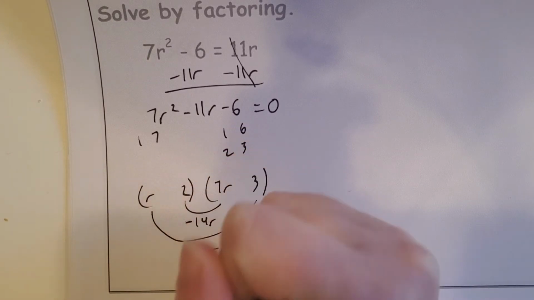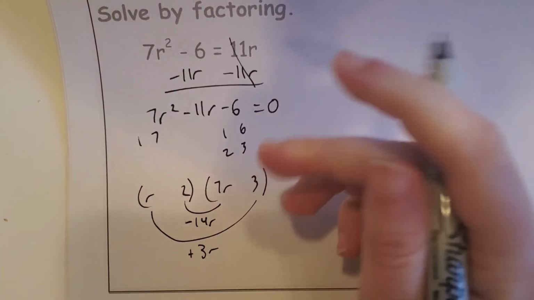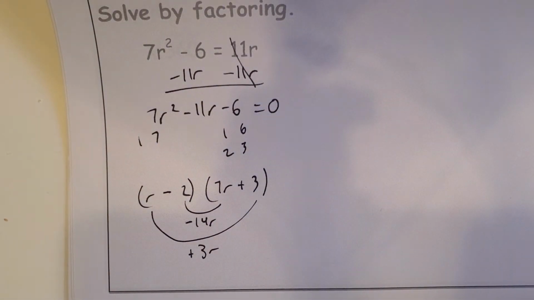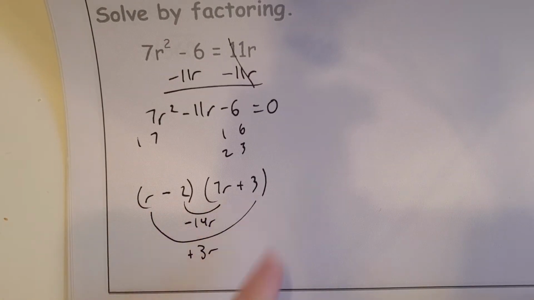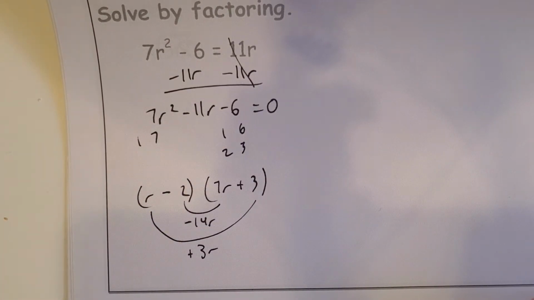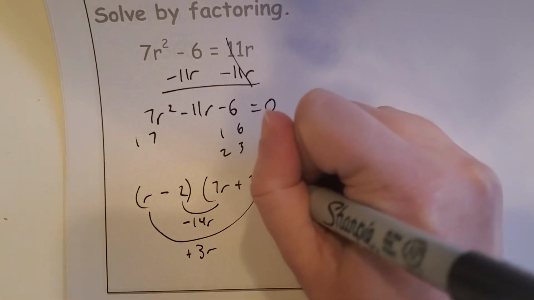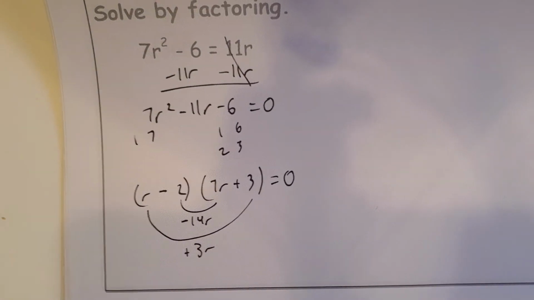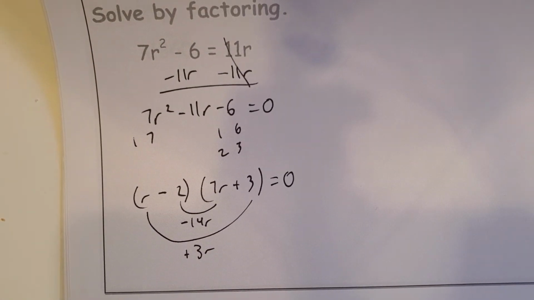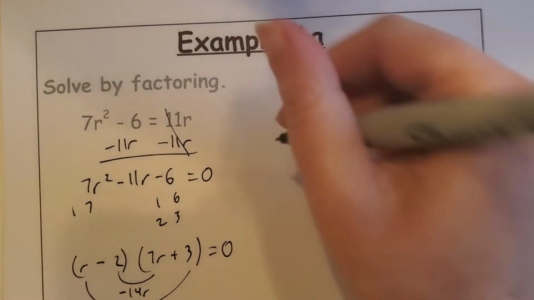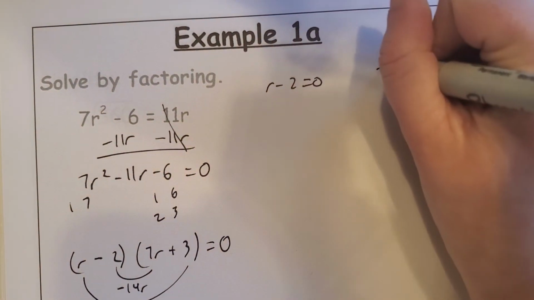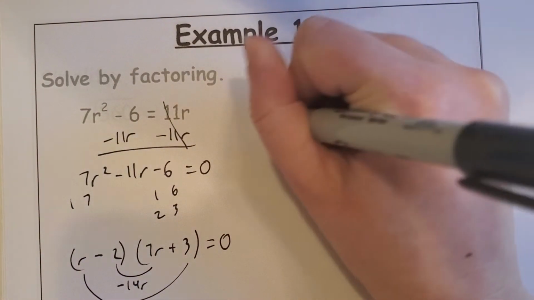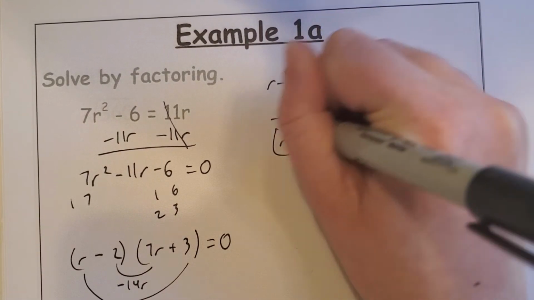-14 plus 3 is -11. So that means this is -2 and this is +3. All right, and -2 times +3 is still the -6 that we have in the original. So that's good. Okay. Now we have the equal 0, and then it's exactly the same as the last problem. We can break up the two binomials and set them both equal to 0 and then solve. So r minus 2 equals 0, and 7r plus 3 equals 0. So that means r is 2.